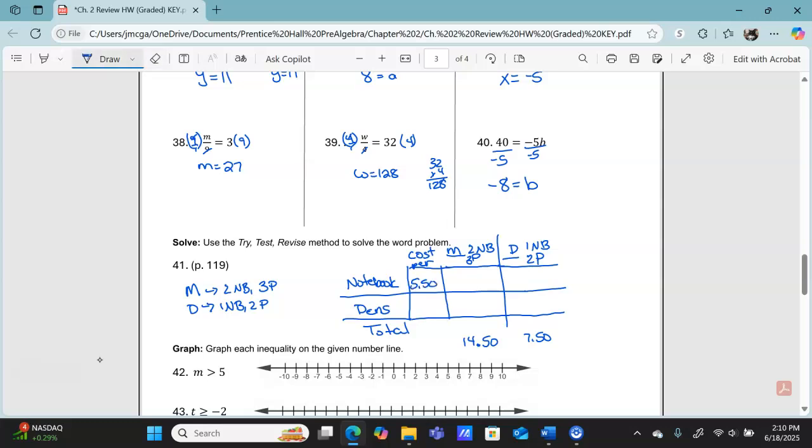$5.50 would be $10, $11. That would give me $3.50 left. Again, not divisible by 3 because 35 is not divisible by 3. So $5.50 won't work. $6 would be $12. That would be $2.50. That 25 is not divisible by 3, so that won't work.